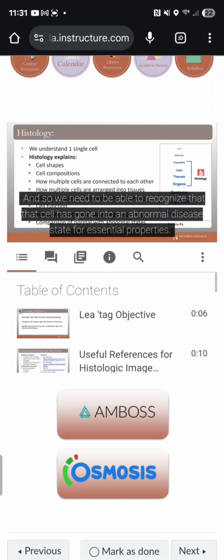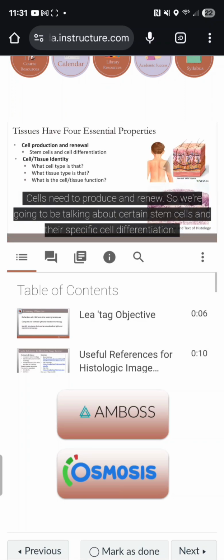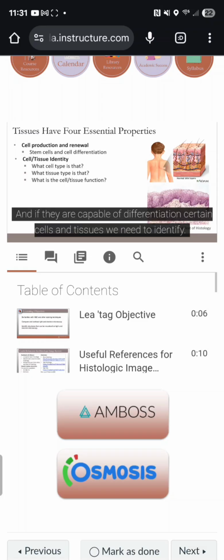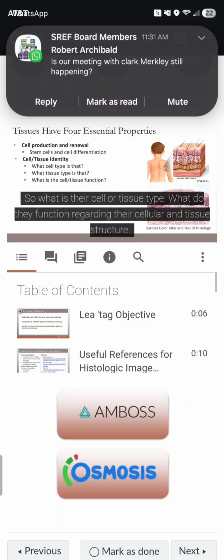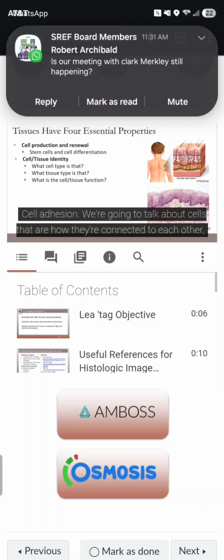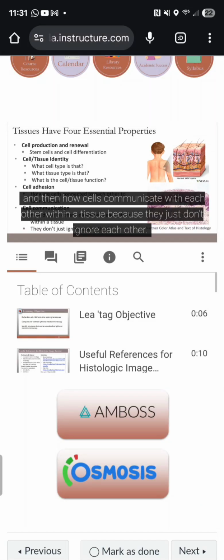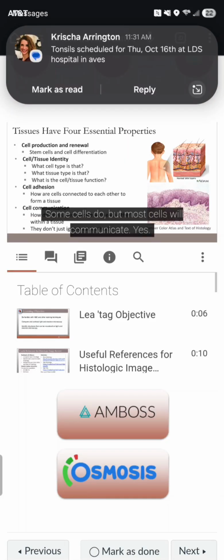There are four essential properties. Cells need to produce and renew, so we're going to be talking about certain stem cells and their specific cell differentiation, and if they are capable of differentiation. Certain cells and tissues we need to identify, so what is their cell or tissue type? What do they do regarding their cellular and tissue structure? Cell adhesion: we're going to talk about how cells are connected to each other, and then how cells communicate with each other within a tissue, because they don't just ignore each other. Some cells do, but most cells will communicate. Yes, you have introverted cells as well as extroverted cells.